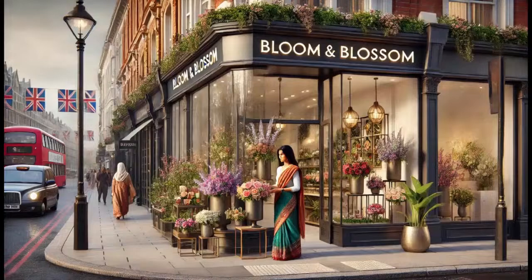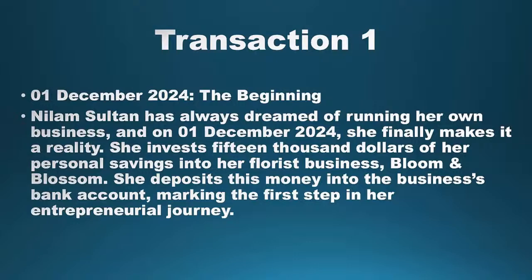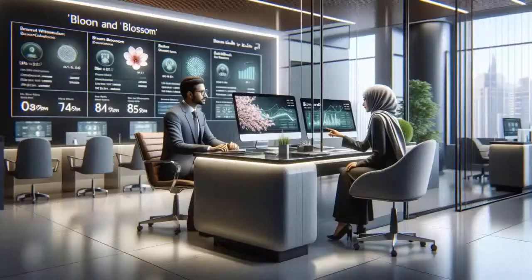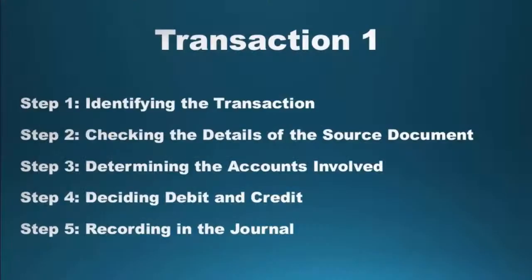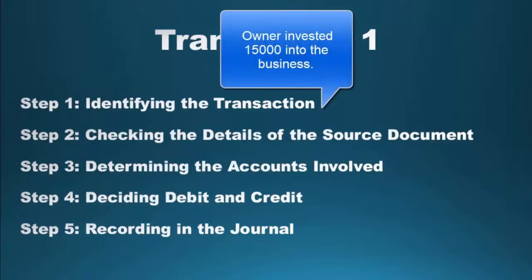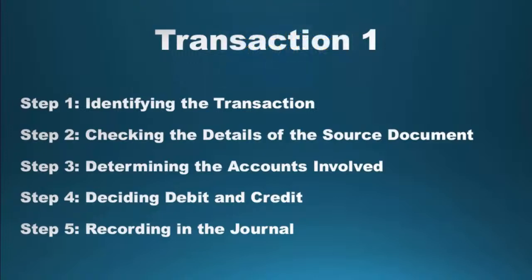All right, students, let's record the first transaction from Neelam Sultan's florist business step by step in the journal. We'll go through each part of the process to make it simple and easy to follow. Transaction 1. Neelam Sultan invests $15,000 into the business. Step 1. Identifying the transaction. The first thing we need to do is identify what has happened. In this case, Neelam Sultan invested her personal savings of $15,000 into the business. This is the starting capital of the business. The transaction involves money coming into the business and represents the owner's contribution.